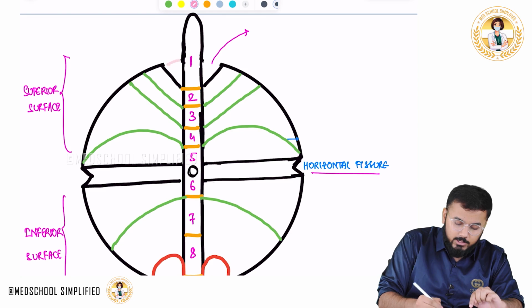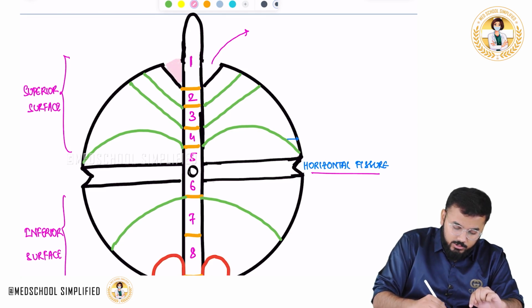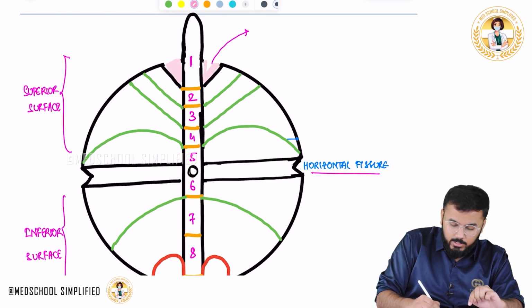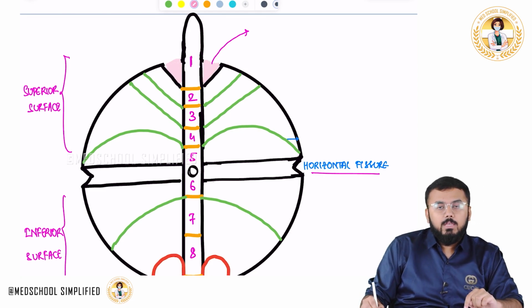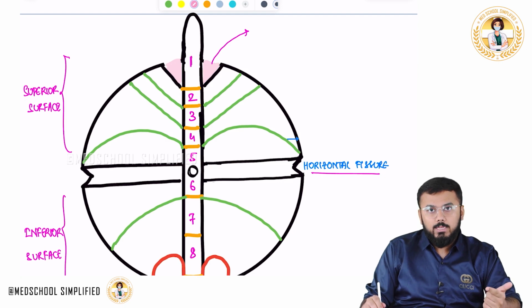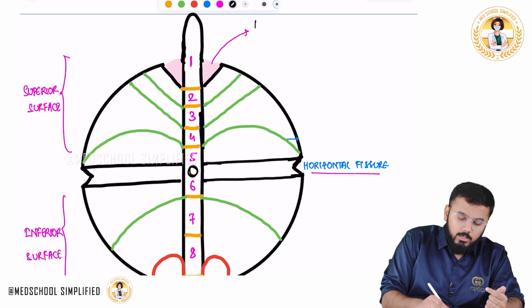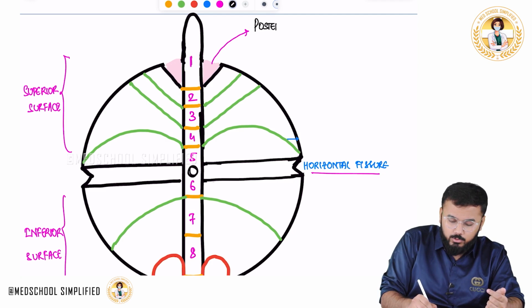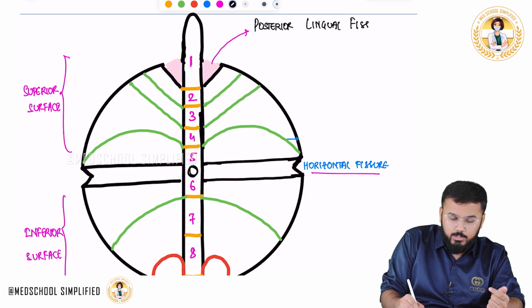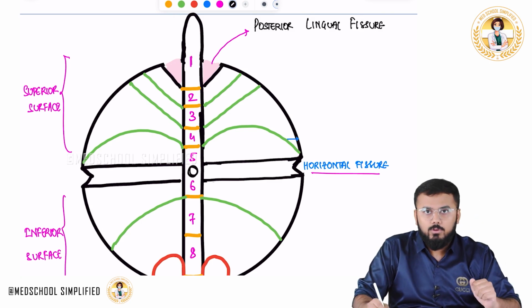So let me highlight this fissure. You see this triangular fissure that is present on either side, right? This fissure is in the form of a tongue. That is why you call this the posterior lingual fissure. You call this fissure the posterior lingual fissure.